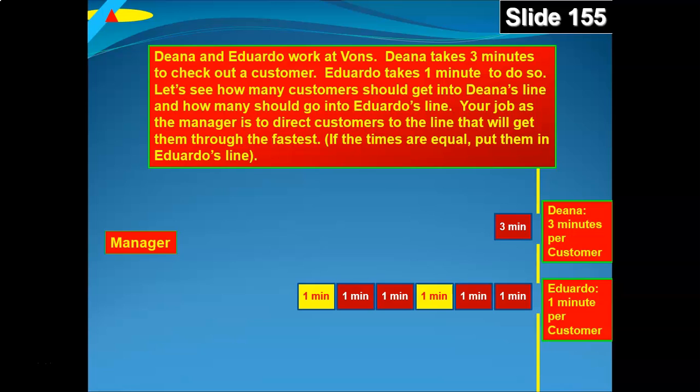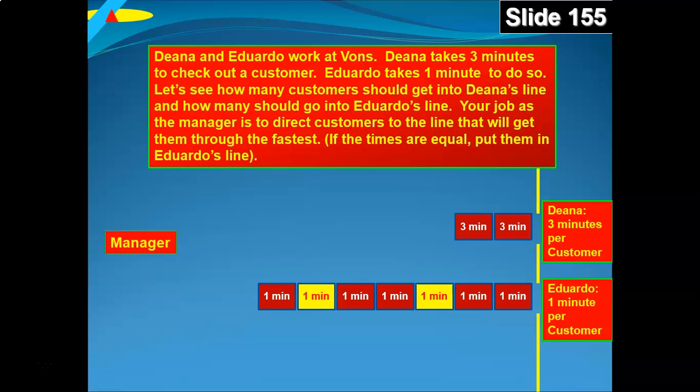Another customer comes along. That next customer would take 7 minutes to get through Eduardo's line, but 6 minutes to get through Dina's. So at this point, it's better to send this customer over to Dina's line. Okay, a few more. Another customer. The next customer would take 7 minutes to get through Eduardo's line, but 3 plus 3 plus 3 minutes, or 9 minutes to get through Dina's line, so we're going to send this customer to Eduardo.